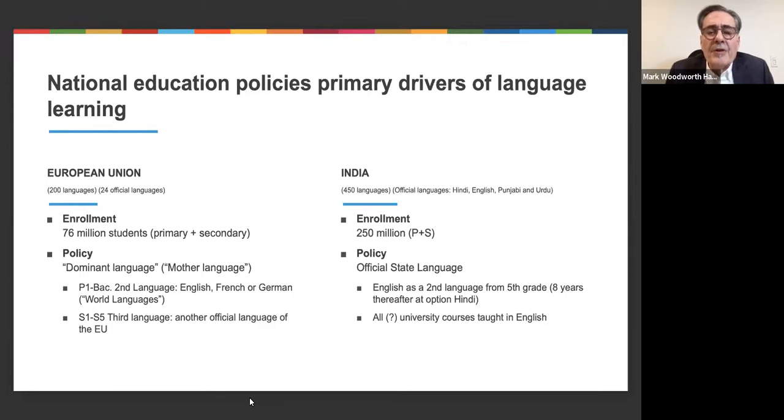India, a country that boasts 450 languages, has 4 official languages: Hindi, English, Punjabi, and Urdu. In each state, the local state language is used for primary, and English as a second language is introduced from the 5th grade. But at the university level, all courses are taught in English.